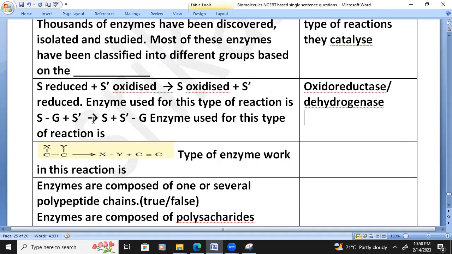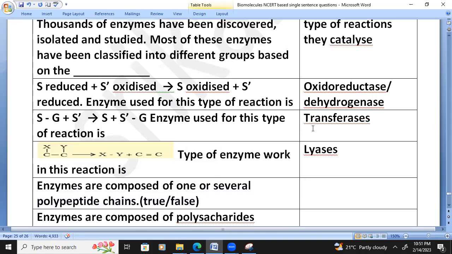SG plus S1 results into S plus S1G. The enzyme used in this type of reaction is transferase. The type of enzyme that works in this reaction is lyase.